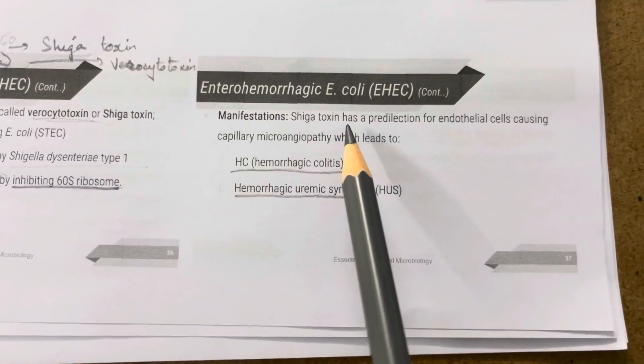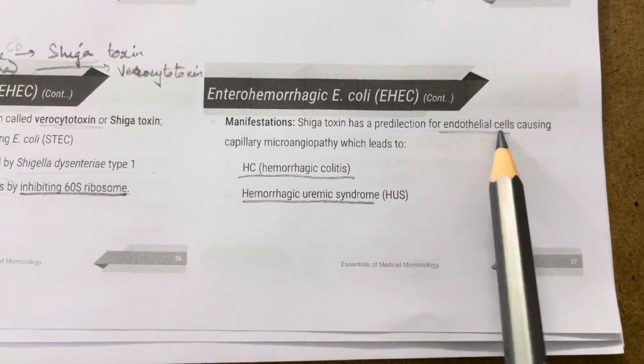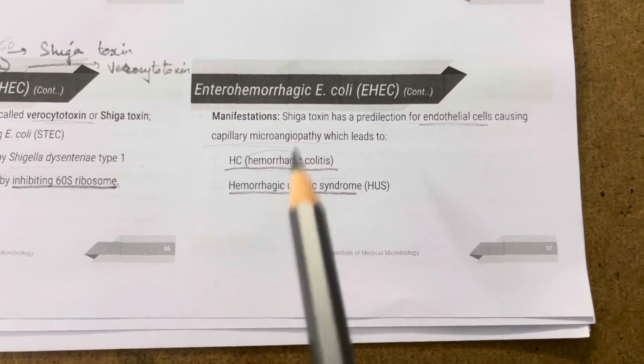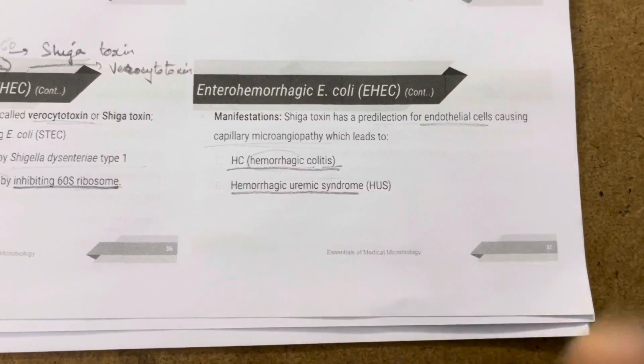So manifestations, Shiga toxin has a predilection for endothelial cells causing capillary microangiopathy, which leads to hemorrhagic colitis and hemolytic uremic syndrome. So hemorrhagic colitis, hemolytic uremic syndrome.